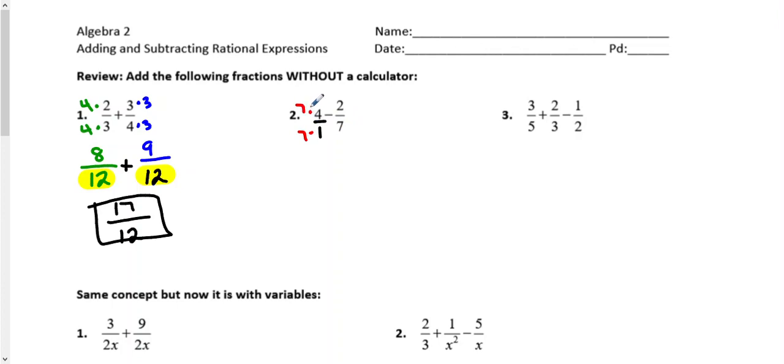Whatever I do to the bottom, I'm going to do to the top. So 7 times 4 is 28 over 7, carry down the minus, and then we have 2 over 7. Then the easiest thing to do is change this minus sign to a plus and make the top of the second fraction negative. So now I'm going to do 28 plus a negative 2, which gives me 26 over 7.